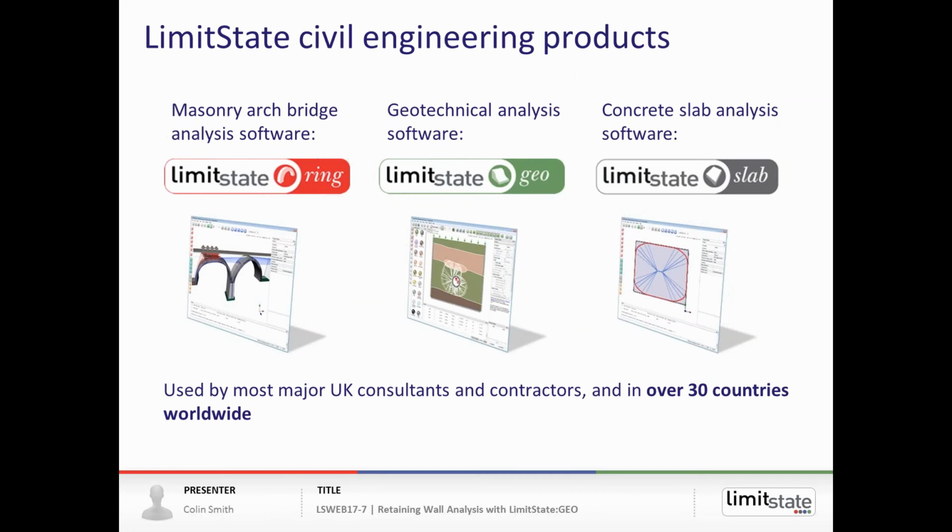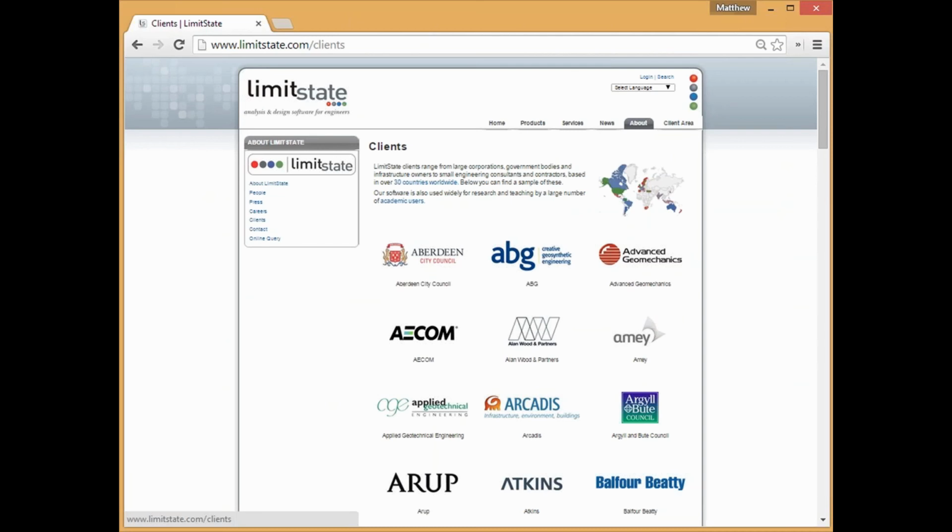The company has 3 civil engineering products at present: LimitState Ring, LimitState GEO, and LimitState Slab, and several more in the pipeline. These are used by consultants and contractors, large and small, in over 30 countries worldwide. This is just a list of the top of our page of clients that use our software.